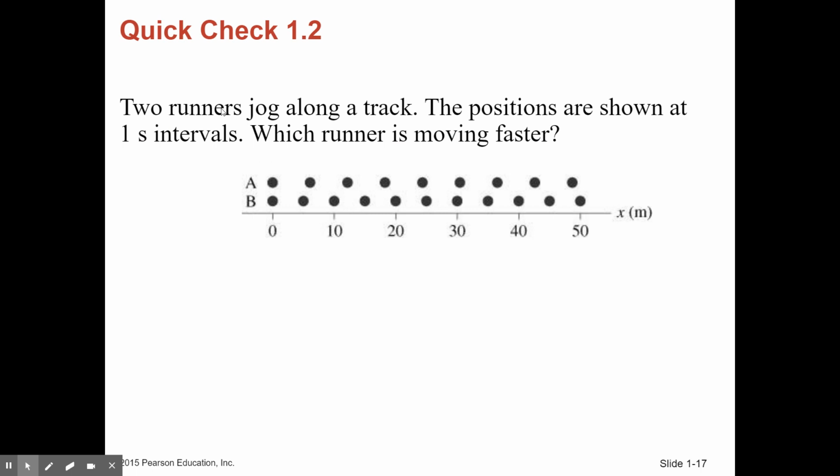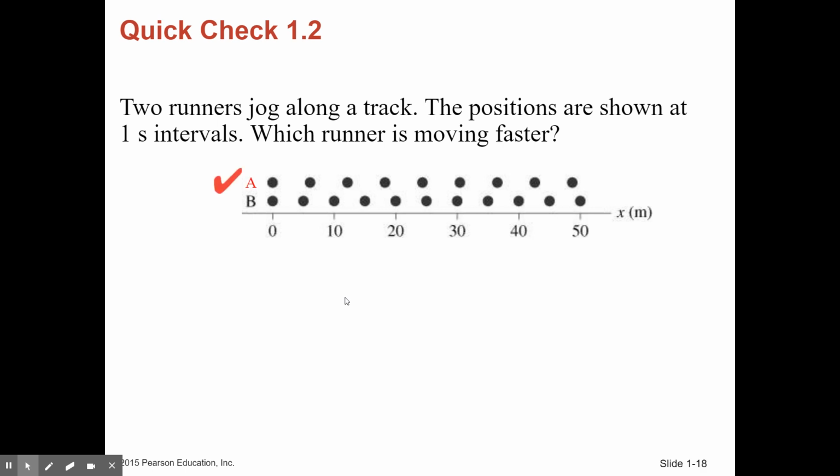Okay, here we have two joggers jogging along a track. The positions are shown at 1 second intervals. Which runner is moving faster? So again, here's A. You can kind of see the distance between them, again, 1 second, and here's B. All right, so runner A or B, which runner is moving faster? Give me a minute, think about it here. Not really a minute, but a few seconds.